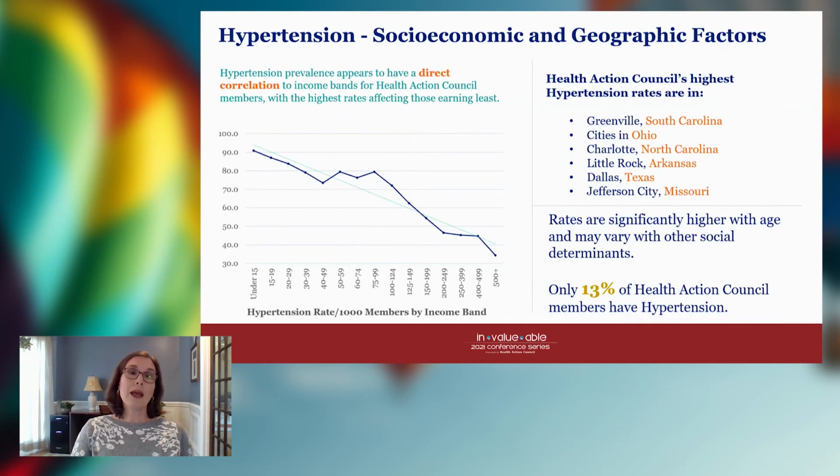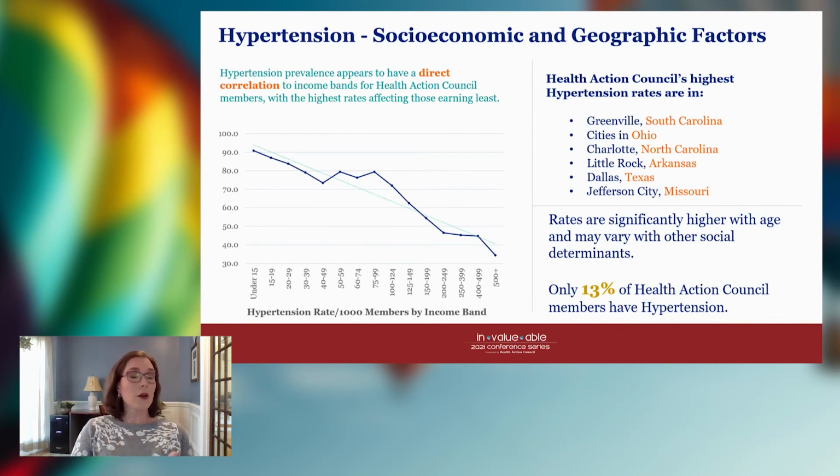Once again, you get that direct correlation between those who have the lowest income levels and the highest rates. So within Health Action Council, you do see quite a lot of hypertension. It is, again, areas of the South, rural areas are the highest, but this is very diversely spread across the country. Those rates are significantly higher with age, and they do vary with other social determinants.